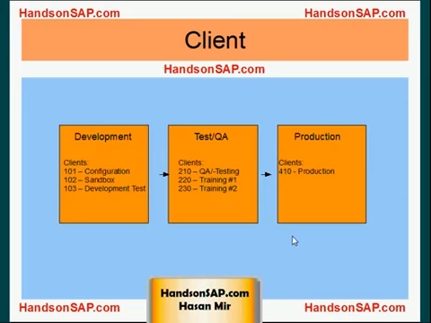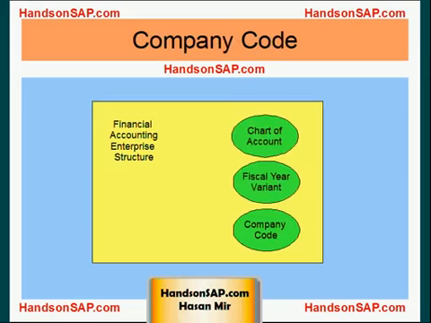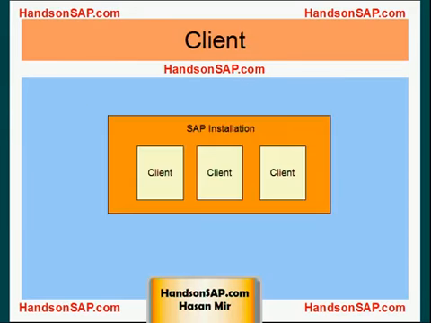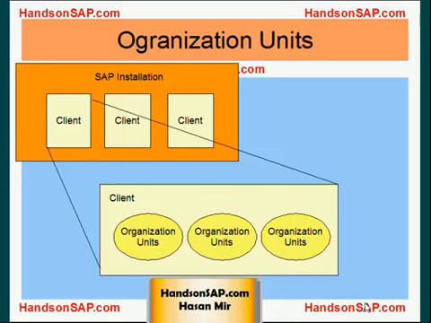purposes. Okay. Then we talked about financial accounting enterprise structure, and we also talked about that this is something very important and all modules depend on this structure, and company code is an element within this structure. Now, what is the relationship between the company code and the client? That's what we're going to focus on in this tutorial beside other things. So SAP installation could have multiple clients, okay, and each client could have multiple organization units.